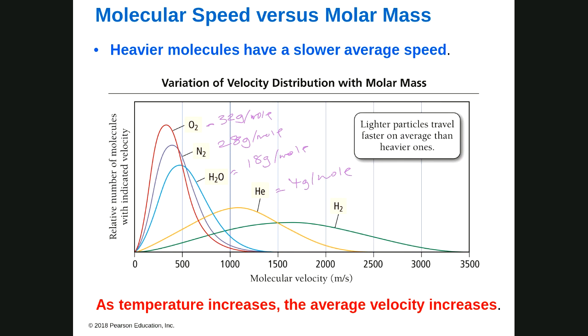And 2 for hydrogen. So this shows you that the velocity is going to be lower, okay, the higher your molecular weight is. So lighter particles travel faster on average than heavier ones.